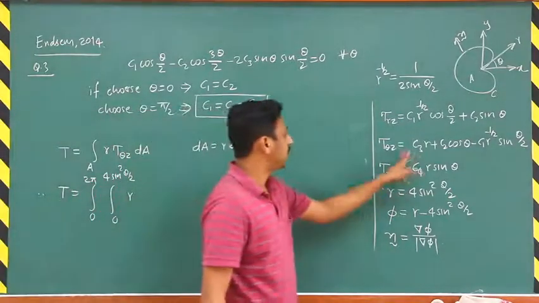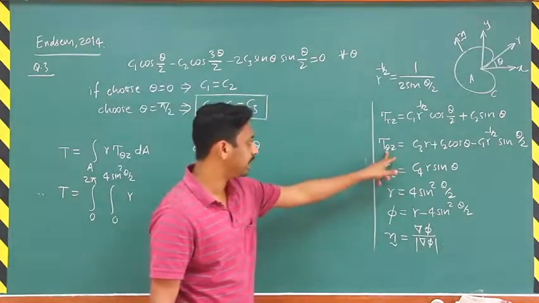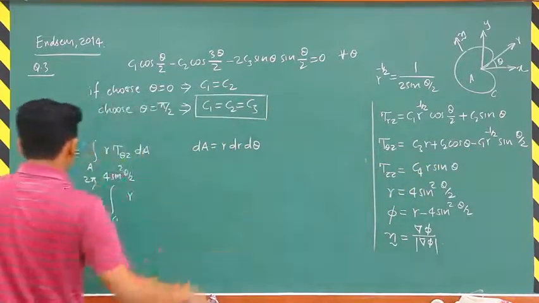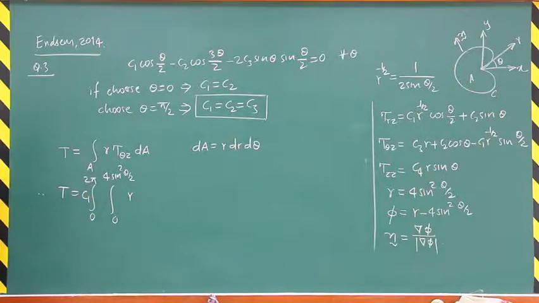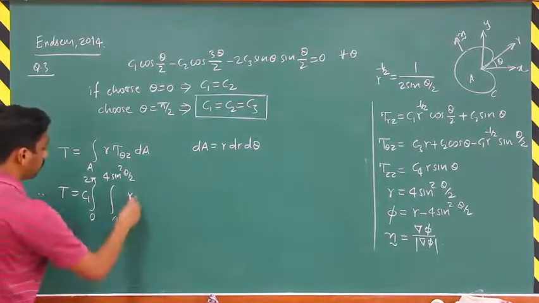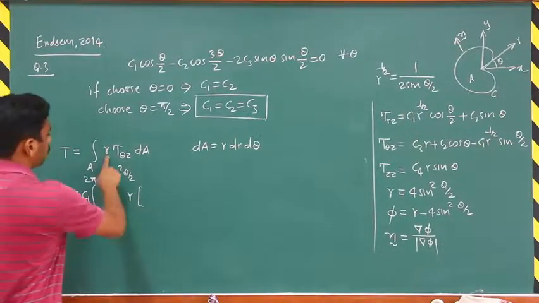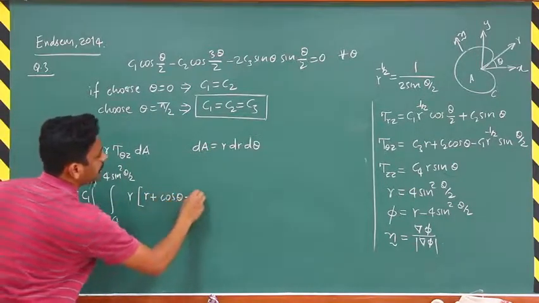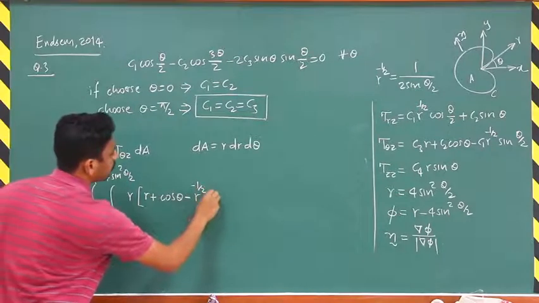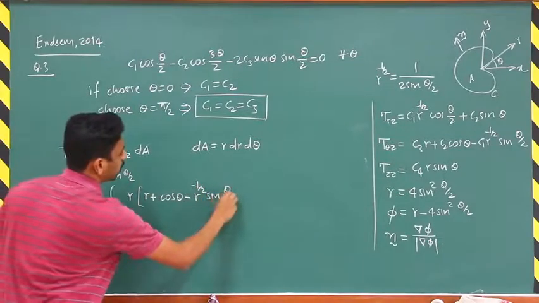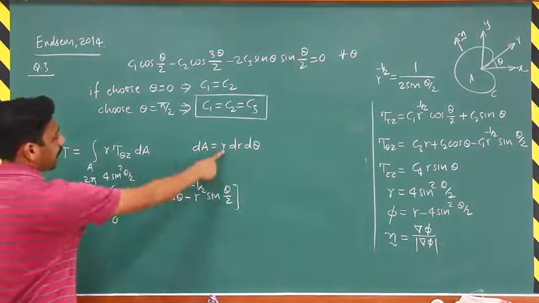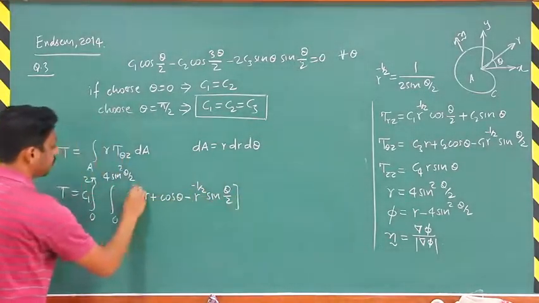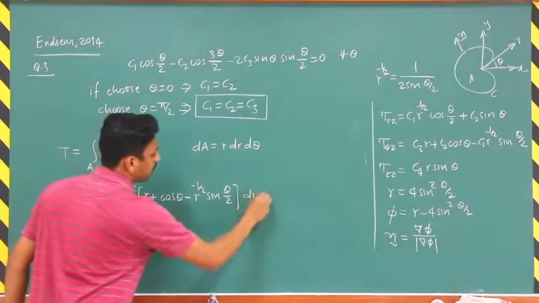Now C3 in this particular expression for tau theta z, C3, C2 and C1 are now equal. So let's put C1 for all of them and take it outside the integration sign. So we are remaining with r from this, and the remaining expression r plus cos theta minus r to the power minus half sin theta by 2, and additionally we have an additional r from this area element, which will be r square dr d theta.